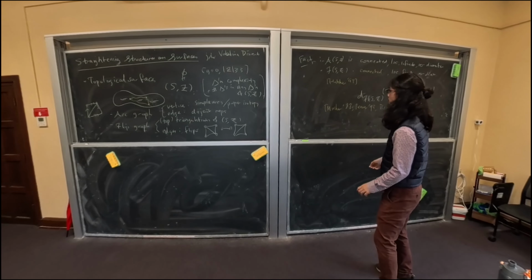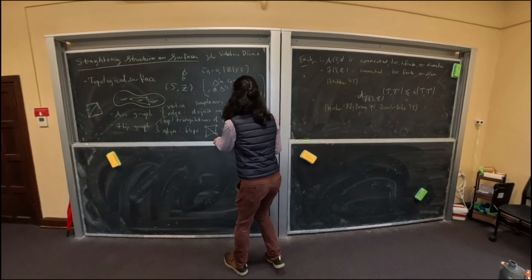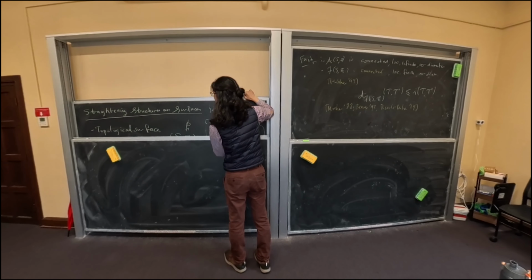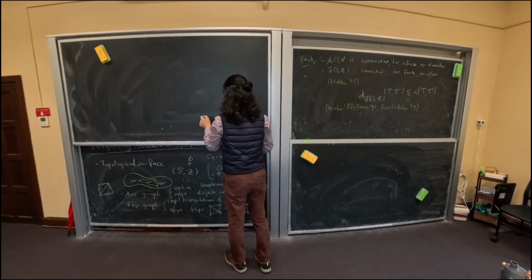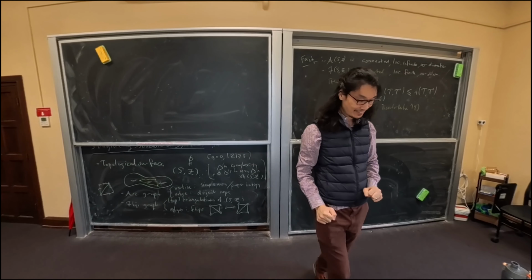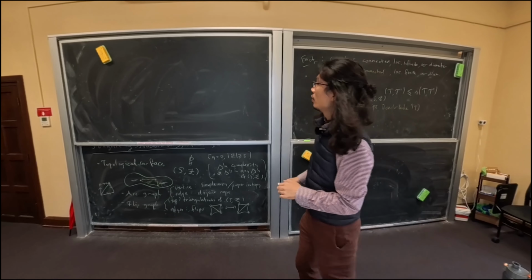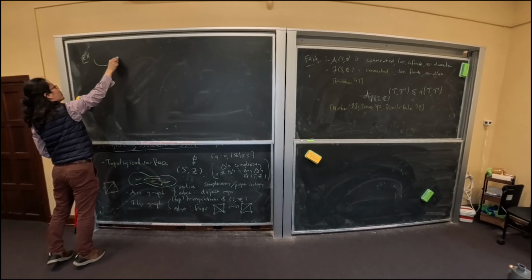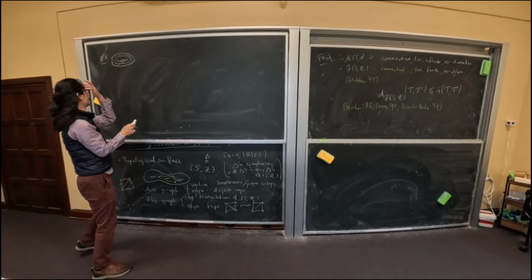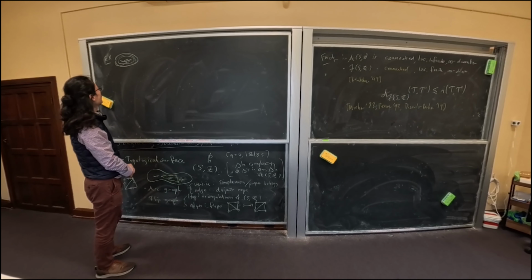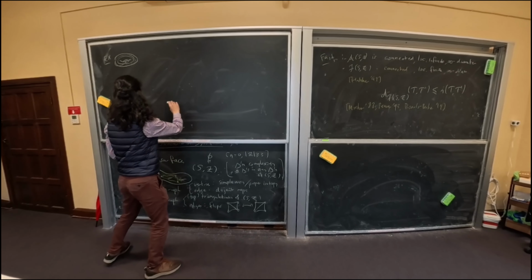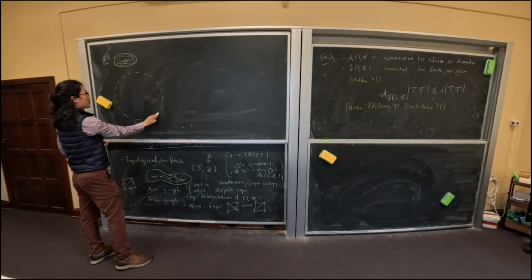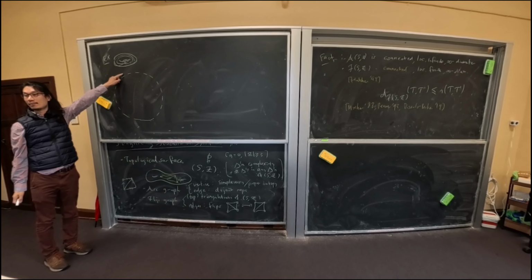Okay, so let me do some examples. Okay, so in the case of the torus with one mark point, any triangulation is going to involve three arcs, and it's going to cut up your surface into two triangles. So the arc graph, every arc can be parameterized by a slope, a rational number or infinity.